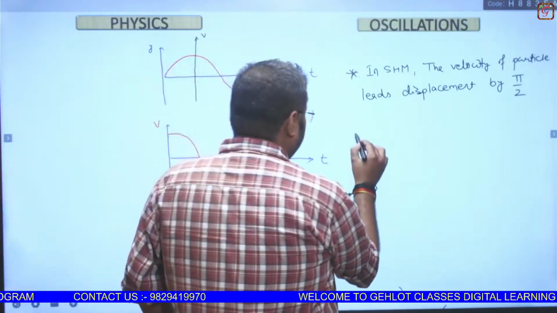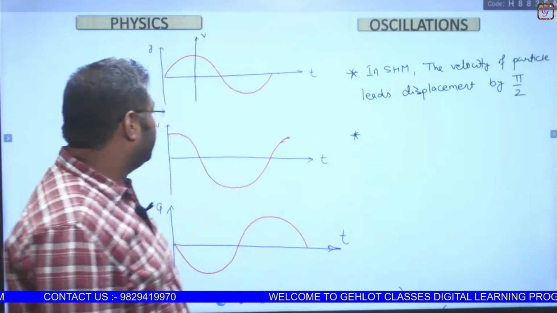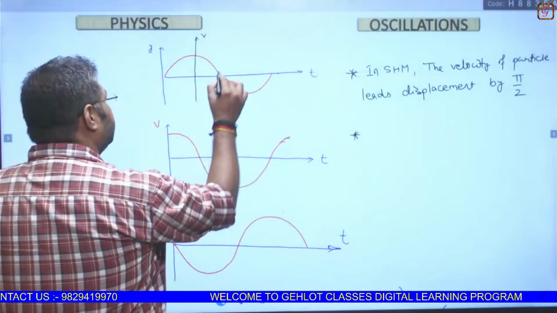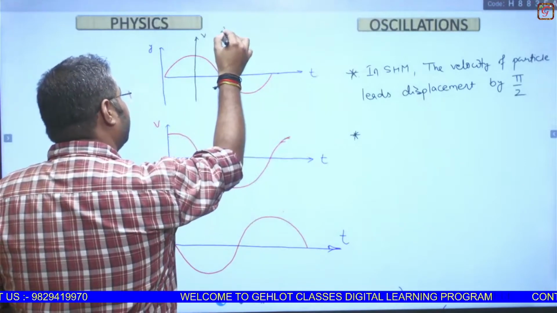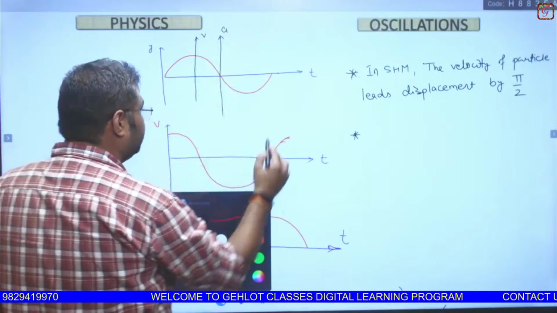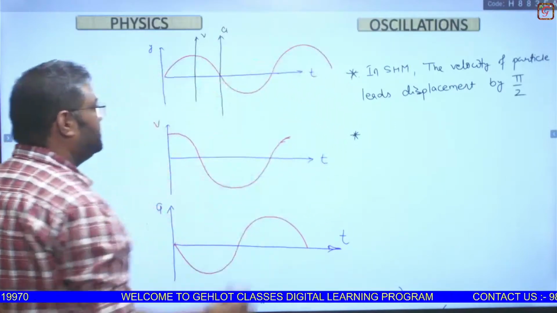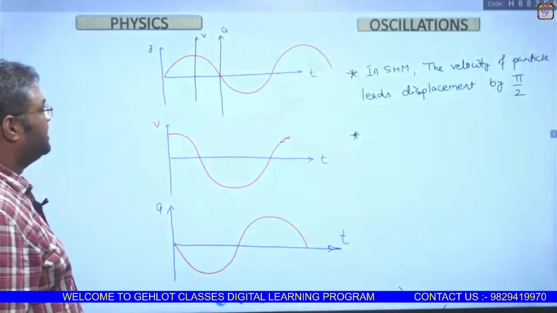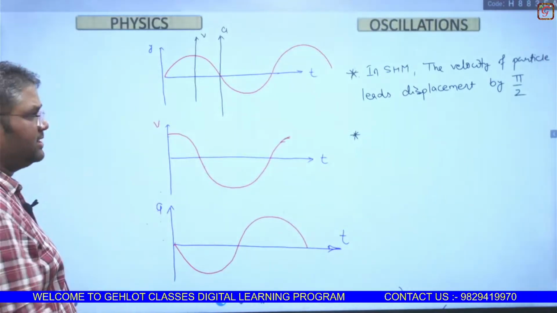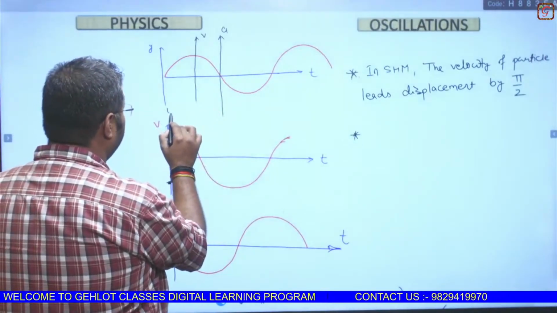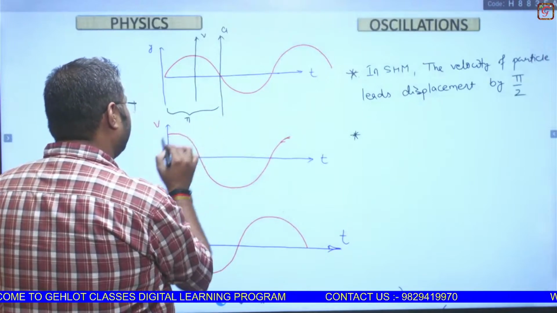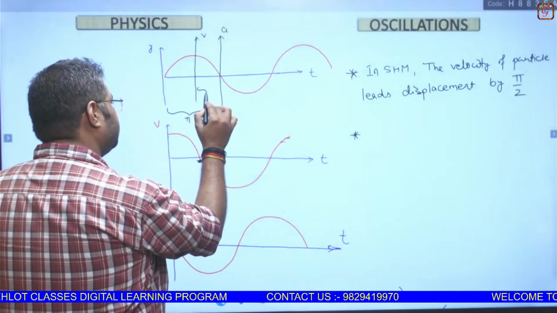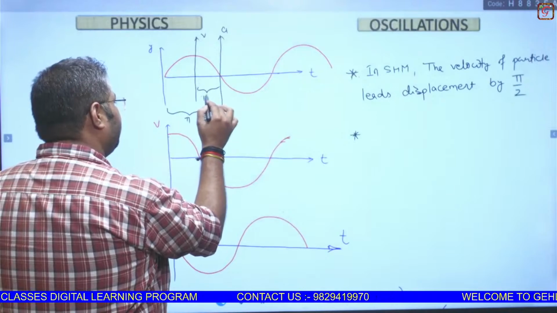Now what can be the second conclusion? So if we try to draw the acceleration time graph in this, the acceleration time graph can be drawn from here, and this will go further like this. So can we say that the acceleration is ahead of displacement? See, acceleration is ahead of displacement by pi, and this is ahead of velocity by pi by 2.